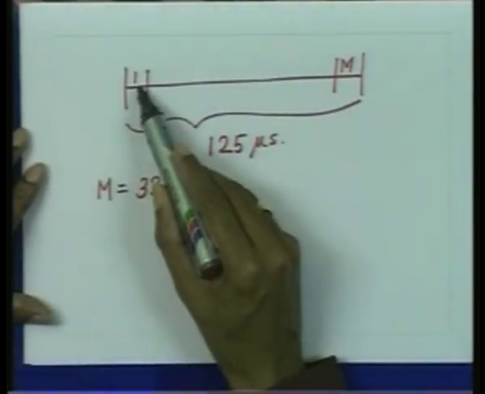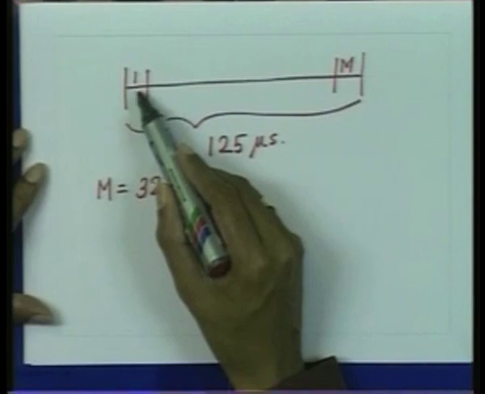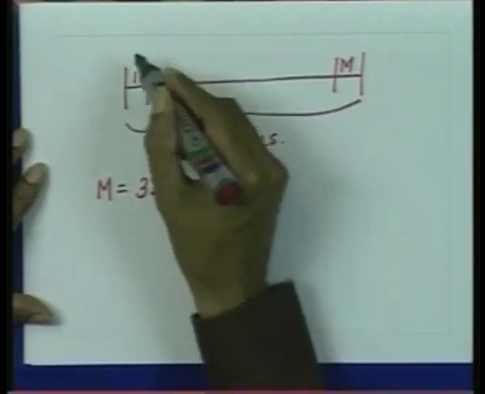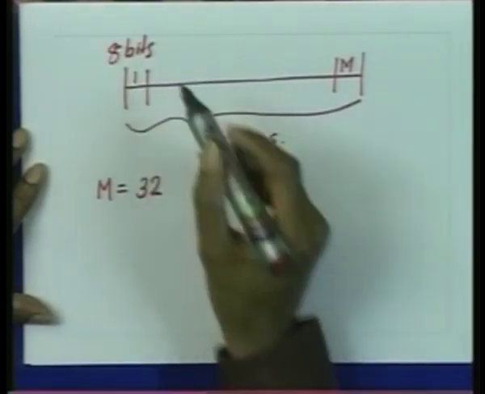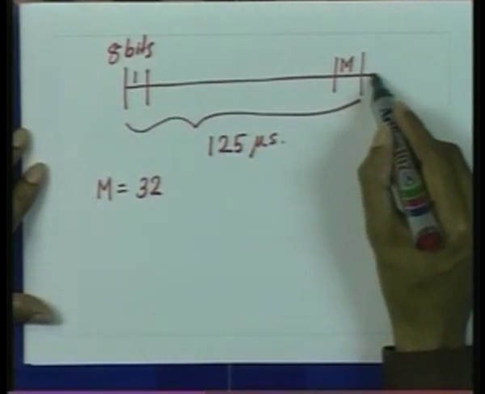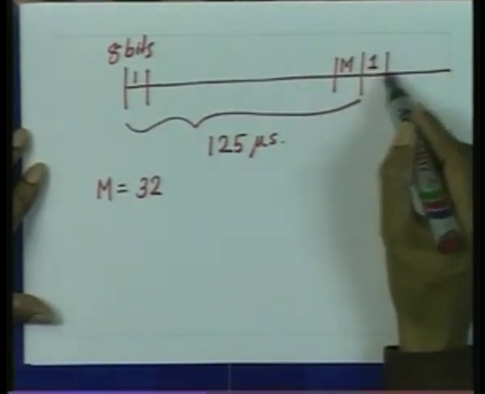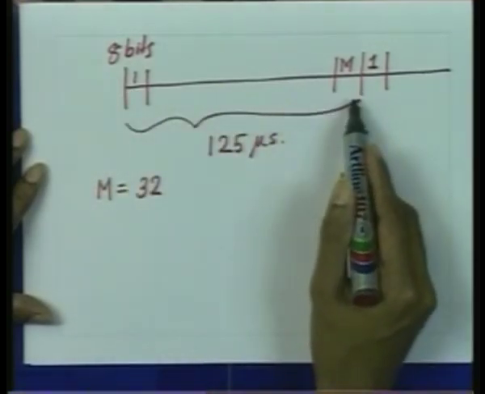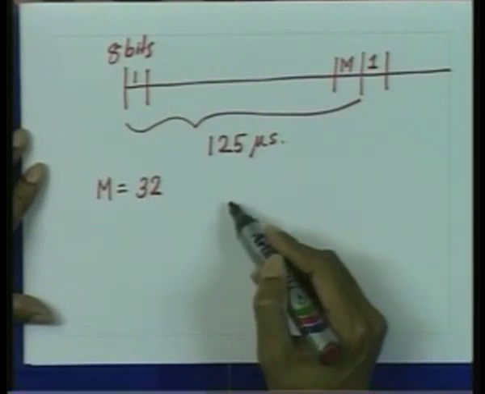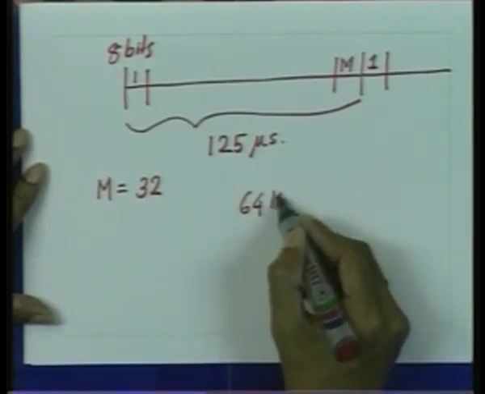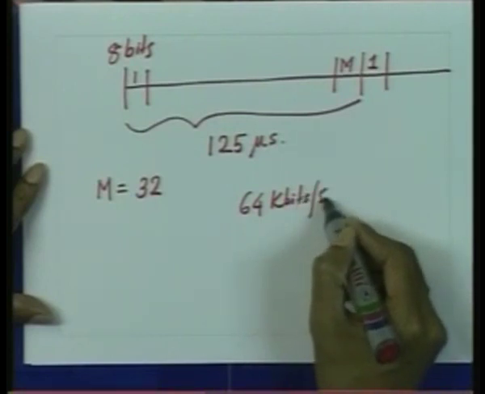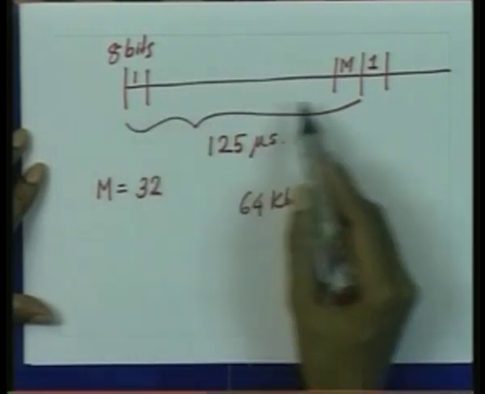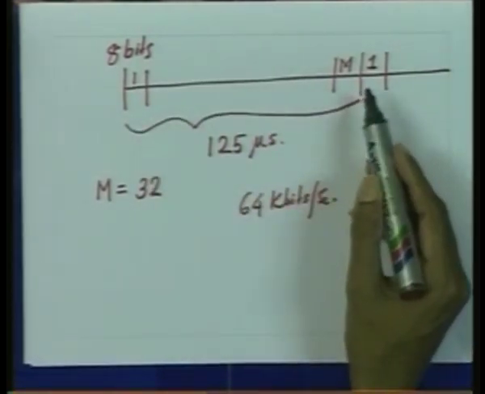So each user may be allowed to transmit 8 bits in a particular slot. User number 1 transmits 8 bits in slot number 1, and the next 8 bits he will transmit in slot number 1 of the next frame. So a user ends up transmitting 8 bits every 125 microseconds, and that results in a data rate of 64 kilobits per second. If the value of m is 32, then the total line rate is about 2 megabits per second.